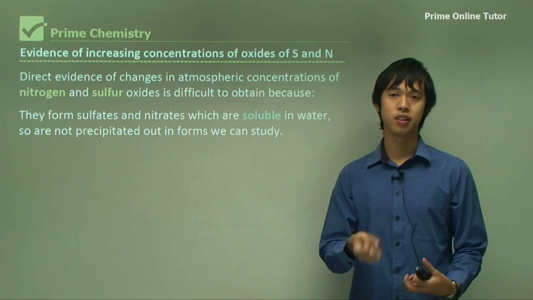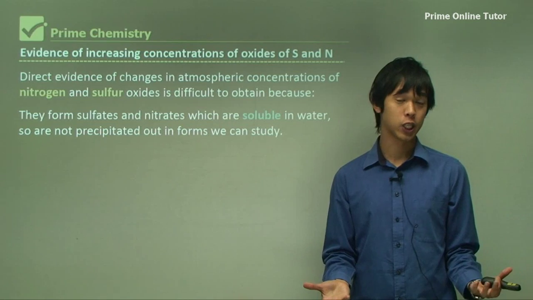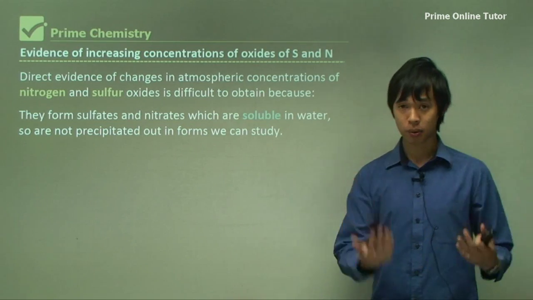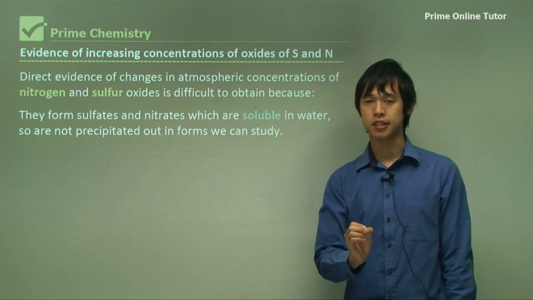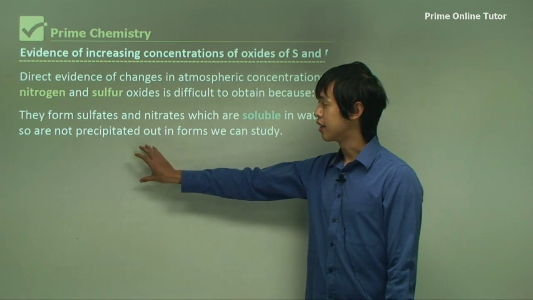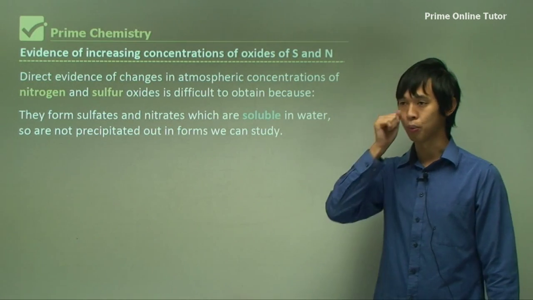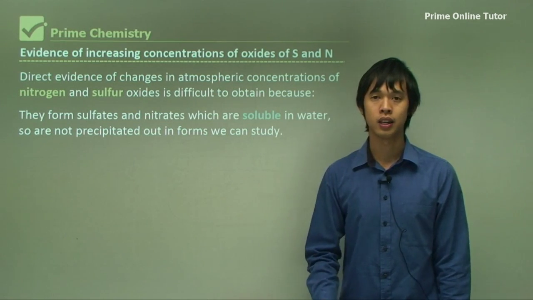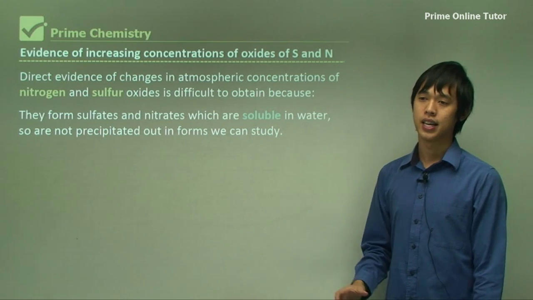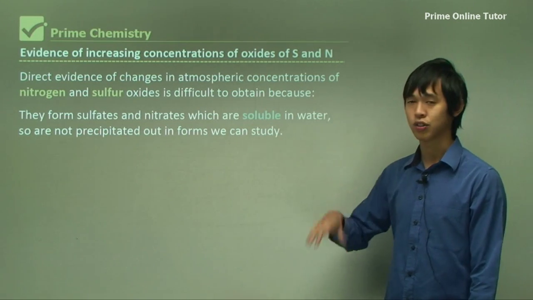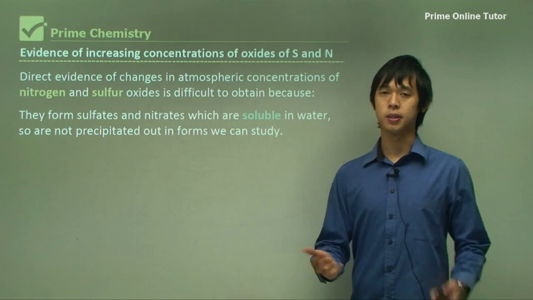The problem is, when it rains, we could say, why don't we just measure the amount of sulfur and nitrogen in the rainwater, because it would have all the nitrogen and sulfur in it anyway. Another problem with that is that, particularly with nitrates as opposed to sulfates, the chemicals that they form don't precipitate well, or precipitate in a form that we can study. So it's very hard for us to get direct evidence as to the increase in nitrates or nitrogen oxides and sulfur oxides, because they're soluble and they don't precipitate well.